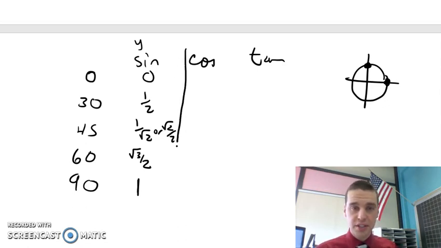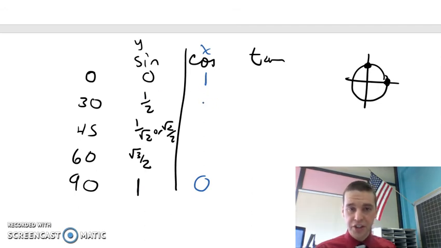Cosine, let's look at cosine. We'll do cosine in blue. Cosine of 0, well, cosine's the x value. The x value, how much did we move over? 1. So cosine's 1. What is the cosine value, or what's the x value at 90 degrees? Well, we didn't move over any, so it's 0. Notice what happened here. They switched.